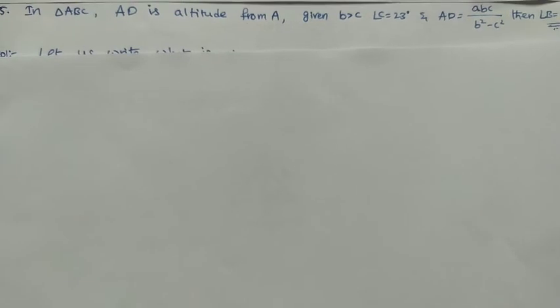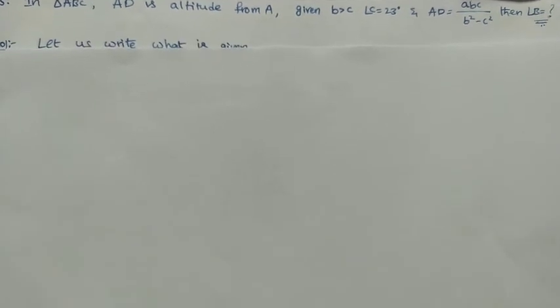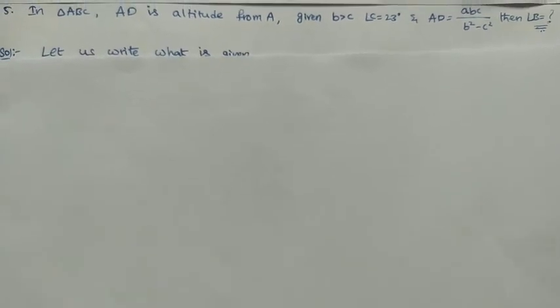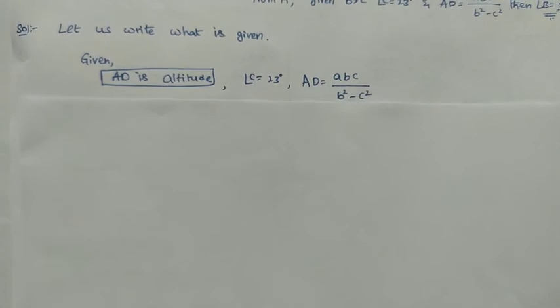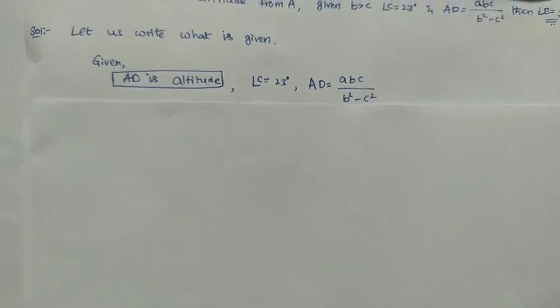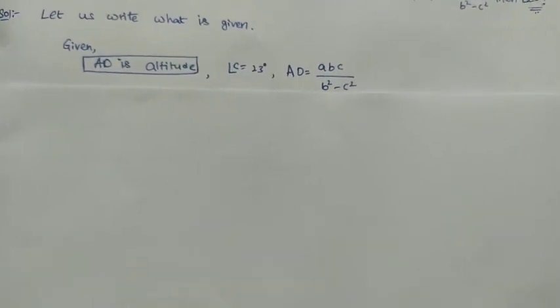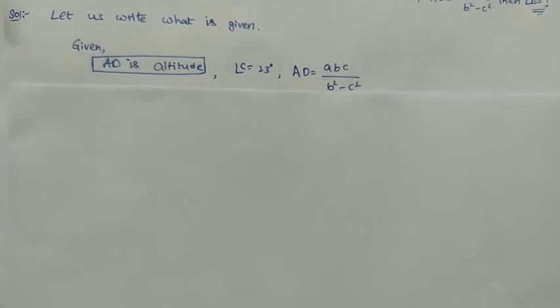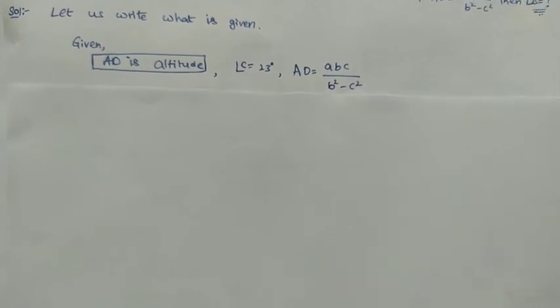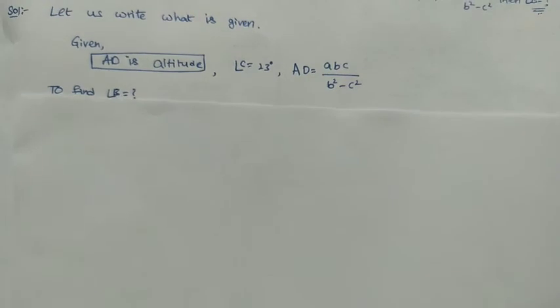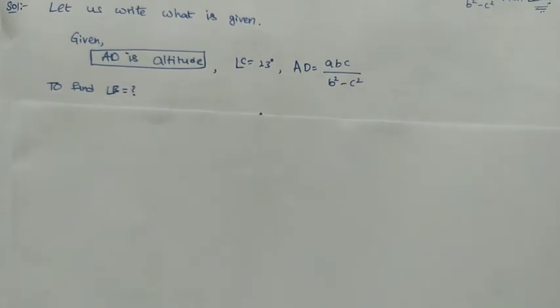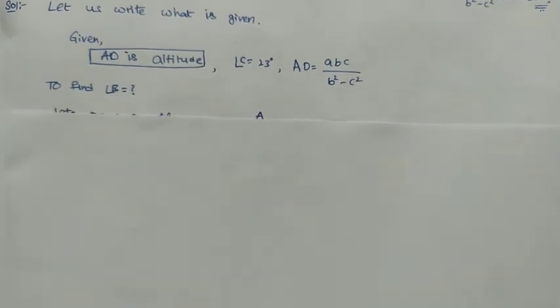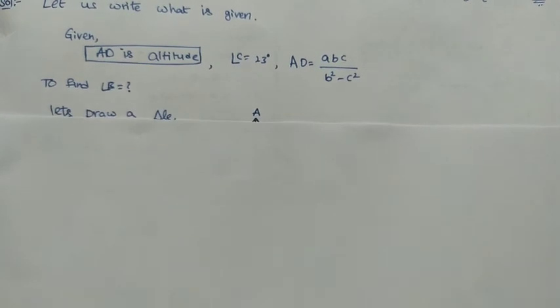In triangle ABC, AD is the altitude from A, given b greater than c, angle C equals 23 degrees, and AD equals abc by b square minus c square. Then we have to find angle B. So let us write what is given. I have made a box around AD is altitude because it is the key in this problem. What we need to find is angle B.